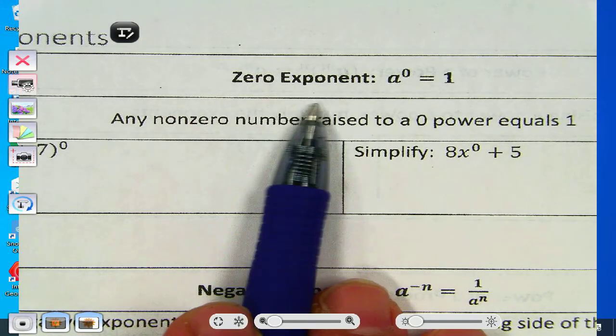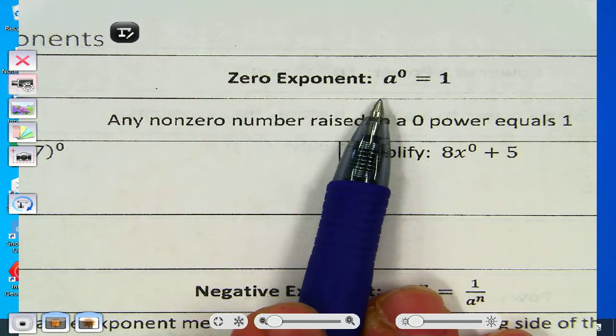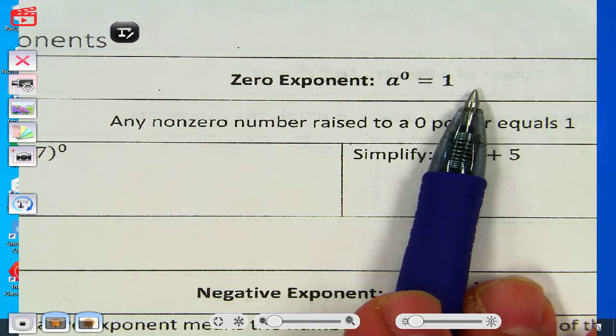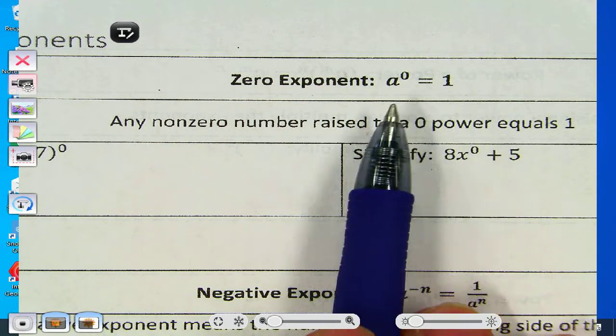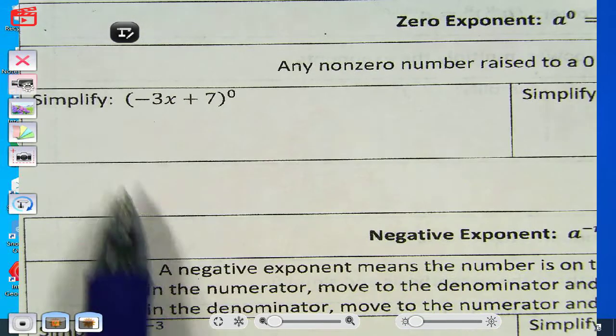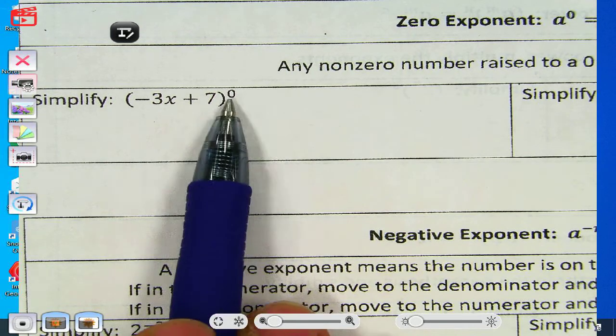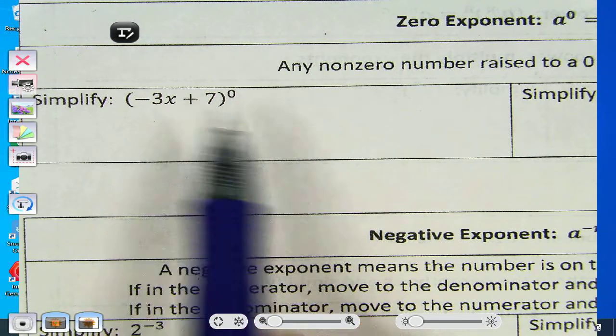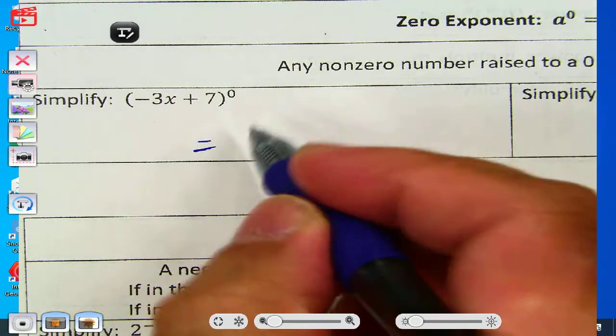The zero exponent is this property. Anything to the 0 power equals 1. Yes. I think even 0 to the 0 is 1. But anyways, all right. So here, this whole parenthesis saying this exponent of 0 applies to this. Therefore, the answer is 1.